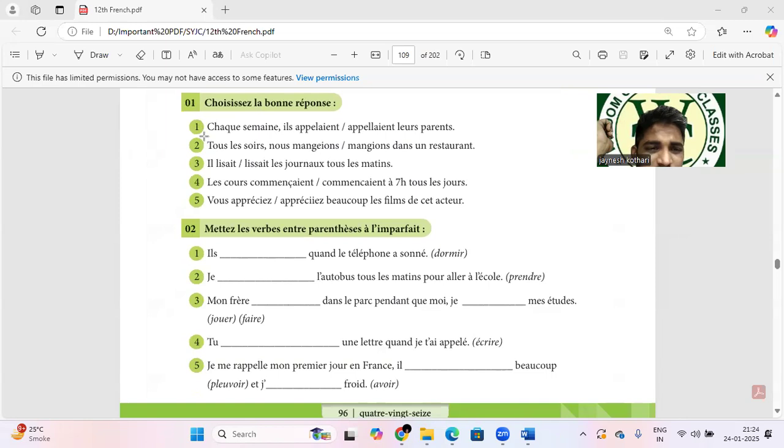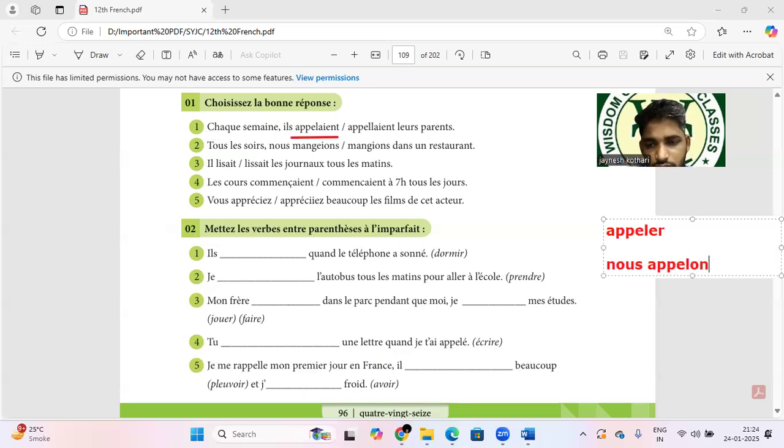First one. Chaque semaine, ils appellent leurs parents. Each week they used to call their parents, okay? So I have two options, students. The right answer will be single L over here. ऐसा क्यों होता है स्टूडेंट्स? बिकॉज अगर आपको पता होगा, appeler जो वर्ब है उसकी नous फॉर्म में सिंगल एल आता है. Then you have to cancel ONS and add the endings, okay?